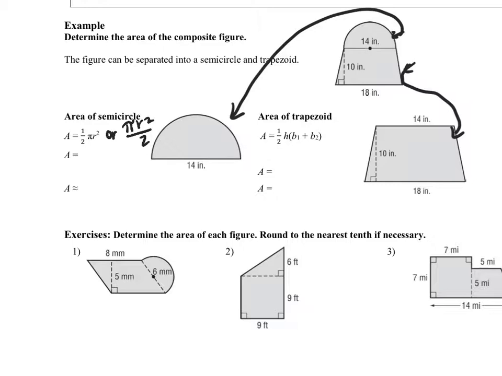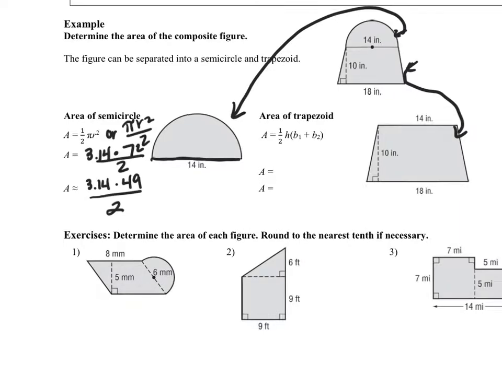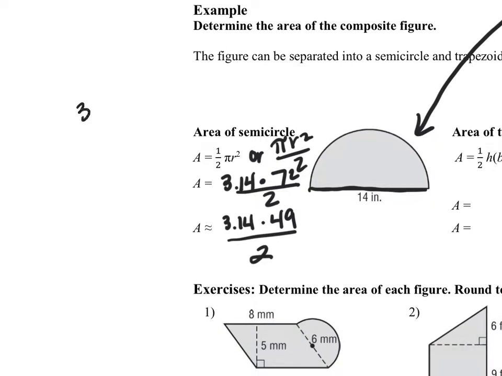So I'm going to say pi is 3.14. The diameter is 14, and that's what they gave us, so my radius is half of that, which is 7. So 7 squared divided by 2. What is 7 squared? 49. So 3.14 times 49 divided by 2. I'm going to go ahead and multiply 3.14 times 49.